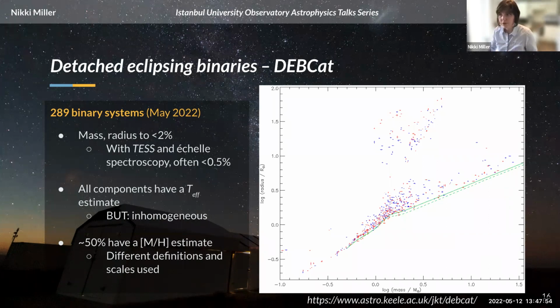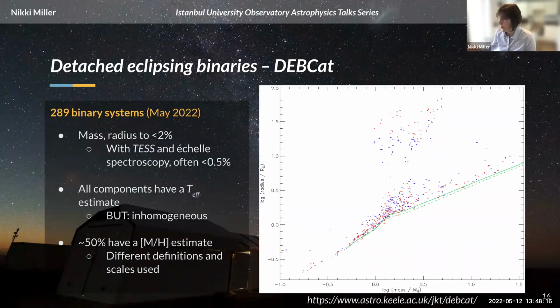All of the components in DEBCat have an effective temperature estimate, but they all use different scales and different definitions, so it's completely inhomogeneous and we can't use it for any kind of population studies. And again, the metallicity estimates in this catalog are a little bit sparse and they use different definitions as well.